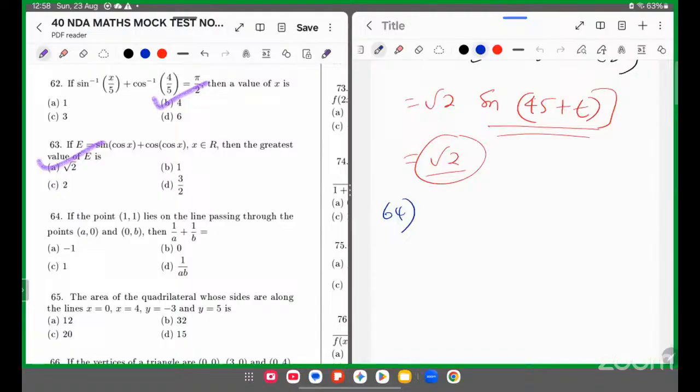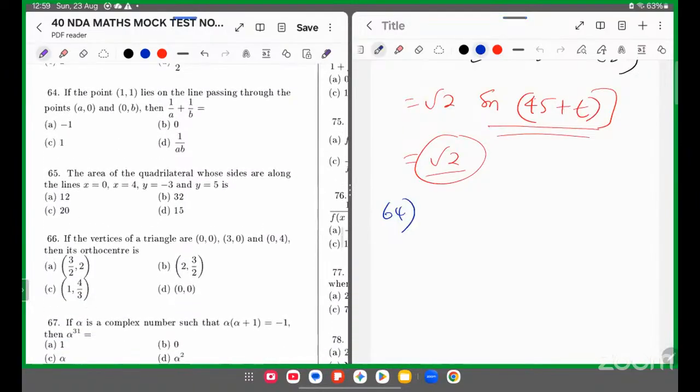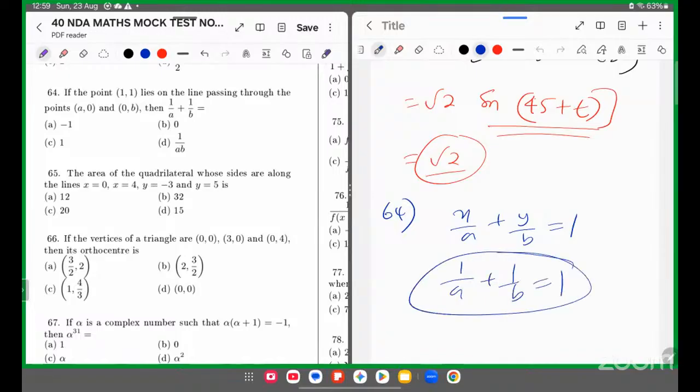64. If the point 1 comma 1 lies on the line passing through the points a comma 0 and 0 comma b, then x by a plus y by b equal to 1. If I put 1 comma 1, 1 by a plus 1 by b becomes equal to 1. So the answer will be 64C.